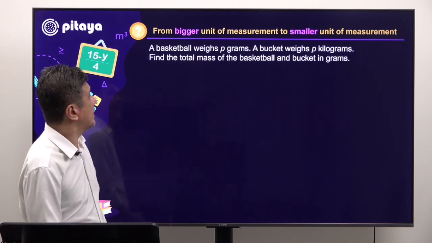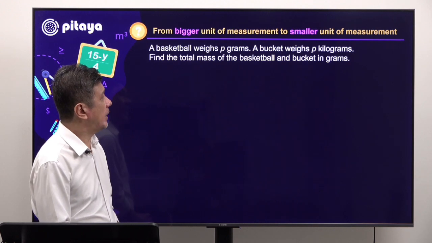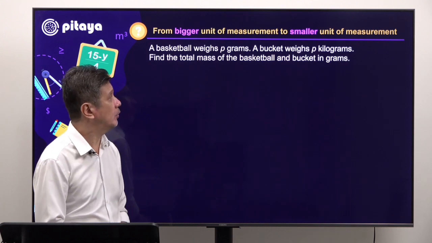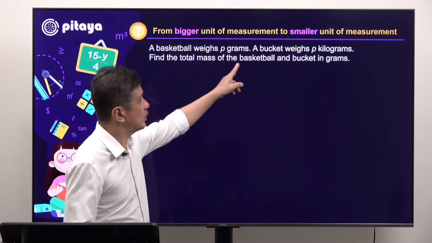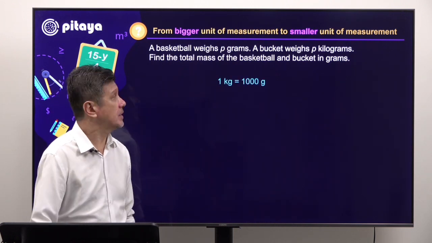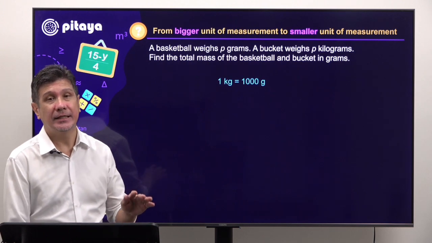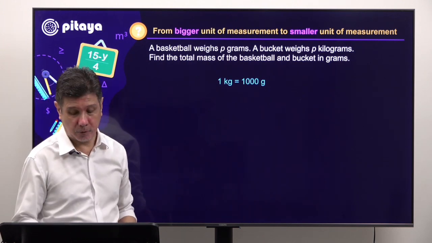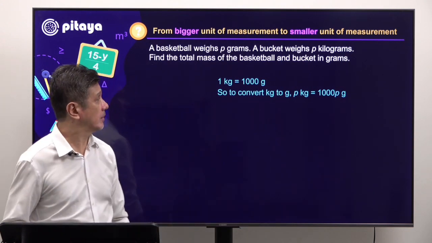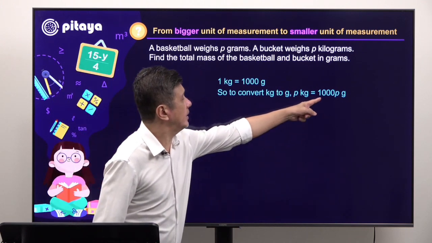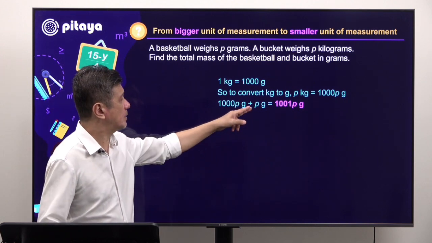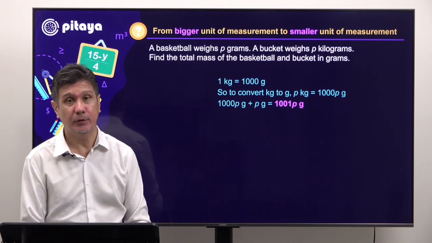Next. A basketball weighs p grams. A bucket weighs p kilograms. Find the total mass of the basketball and bucket in grams. So p grams, no need to change. It's p kilograms that we want to change. So 1 kilogram is 1000 grams. p kilograms is actually 1 kilogram times p. So that one you just convert, you have 1000p grams. With that, you want the total, so you just take this and add to the p grams. So 1000p plus p will get you 1001p grams.